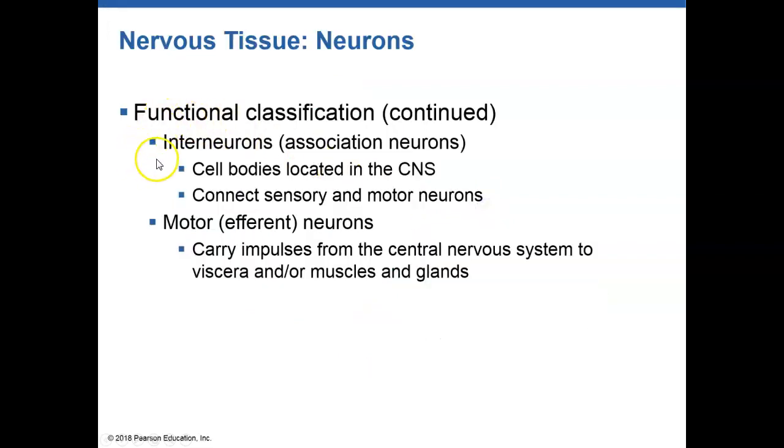So then we have integration neurons or interneurons. These are found within the CNS and they connect the sensory and the motor, and their job is to determine what response needs to occur, if any. Then they send a signal to the motor neurons. The motor neurons, or efferent neurons, are the ones that carry impulses from the CNS to the muscles or glandular tissue for a response to occur.